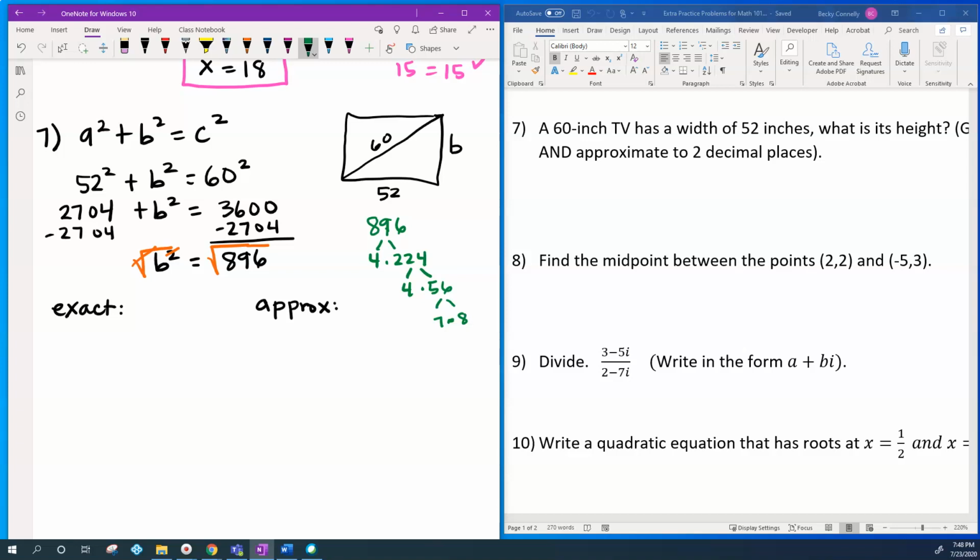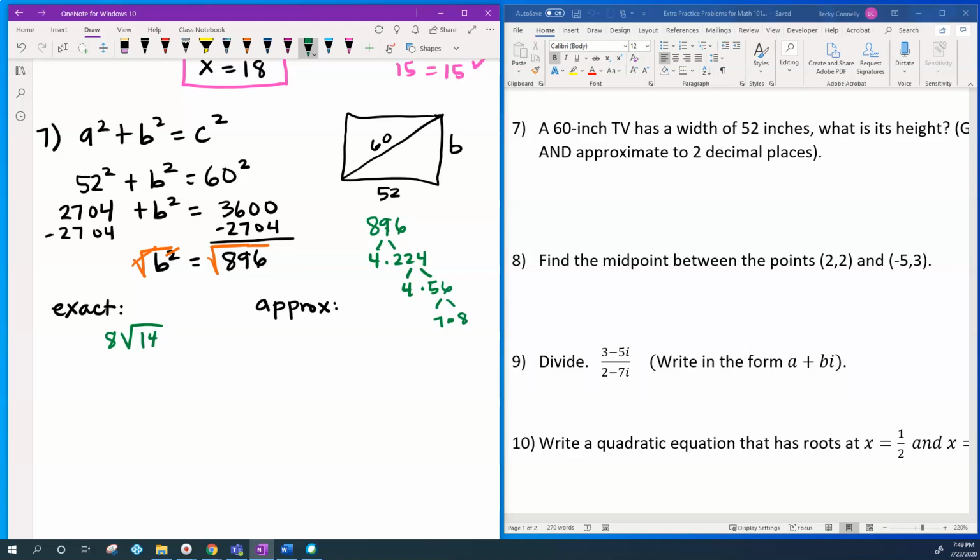So there's a lot that you can bring out here. If you're looking to see what that exact answer is going to be, you'll get 8 square root of 14, right? So what you guys came up with.